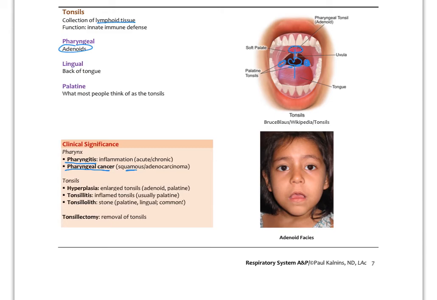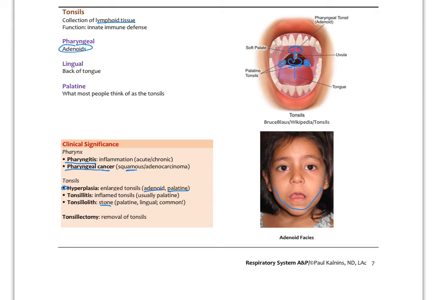And then tonsils, we can have enlargement, that's called hyperplasia, enlarged tonsils, and so we have enlarged adenoids, enlarged palatine tonsils. And so we can create, for example, the adenoid facies where children breathe through the mouth and not the nose. And then tonsillitis would be inflamed tonsils, usually the palatine. And then a tonsillith would be a stone in the tonsil, in the palatine or the lingual tonsils.